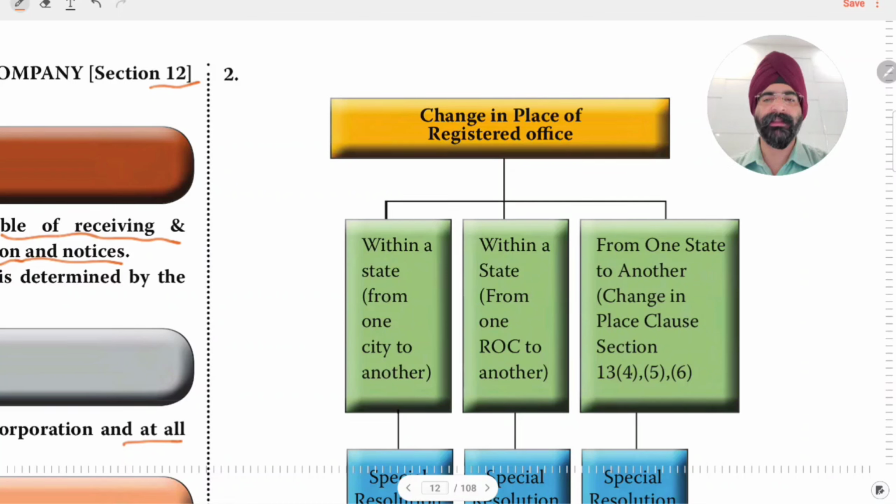Number one, we have to check whether this change is within a state. So change is within a state from one city to another, but there is no change of state. Another possibility is that within a state from one ROC to another. So ROC is changing within the same state. And another is that company is being changed from one state to another. Change in place clause, Section 13, subsections 4, 5, 6.